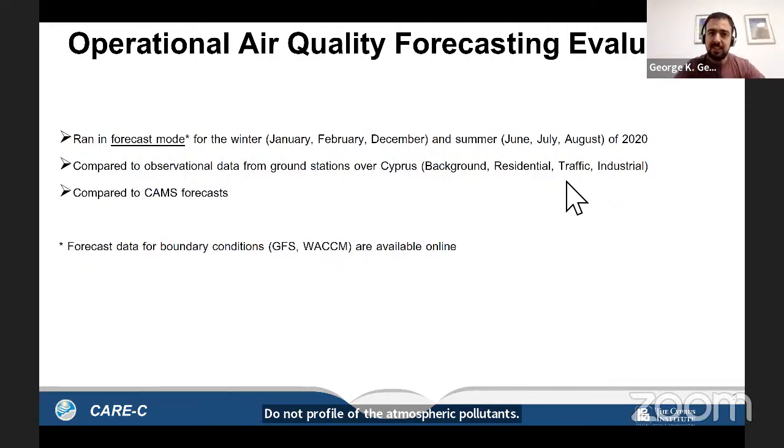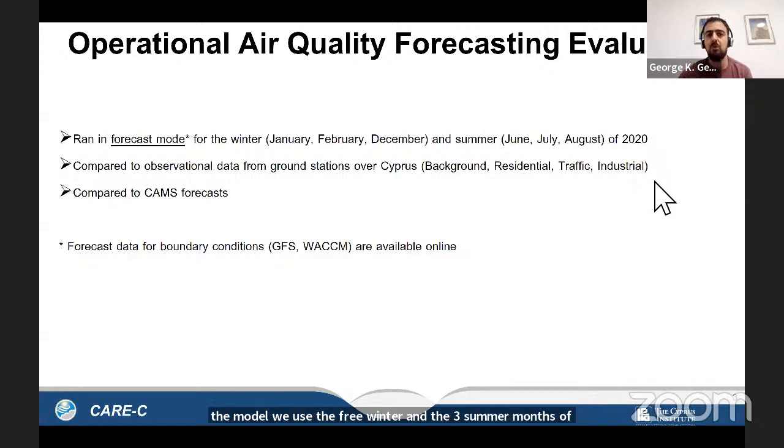We are using this setup to perform, as I said before, 3-day air quality forecasts. In order to evaluate the forecastability of the model, we used the 3 winter and the 3 summer months of 2020, and we compared the forecast output to data from 9 ground stations over Cyprus. We also compared the forecast performance to the performance of CAMS.